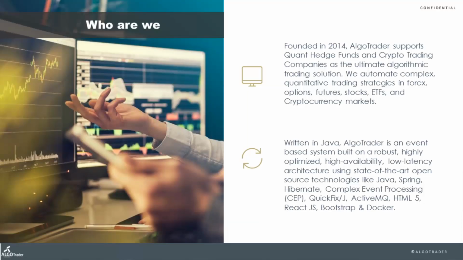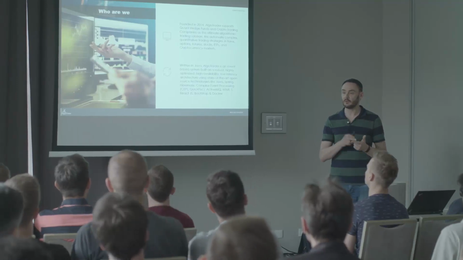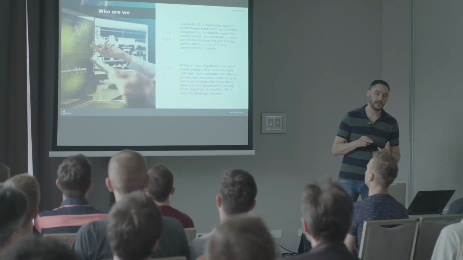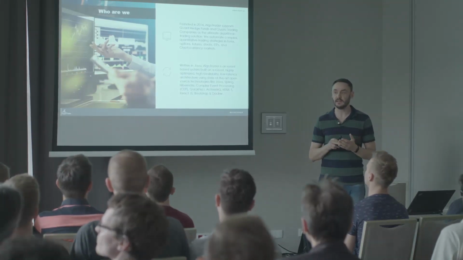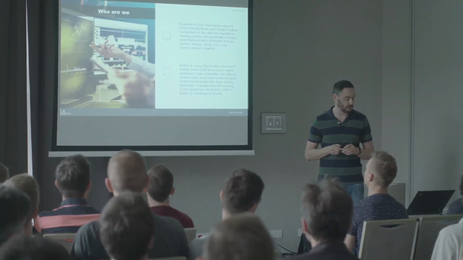Yes, so who are we? AlgoTrader. We started in 2014. AlgoTrader is a software for quantitative hedge funds and cryptocurrency trading companies that allows them to automate their trading strategies. So basically the platform allows automation of very complex trading strategies. It supports equities, so stocks trading, forex trading, futures and options trading. And for about a year now, we also support automated trading of cryptocurrencies.